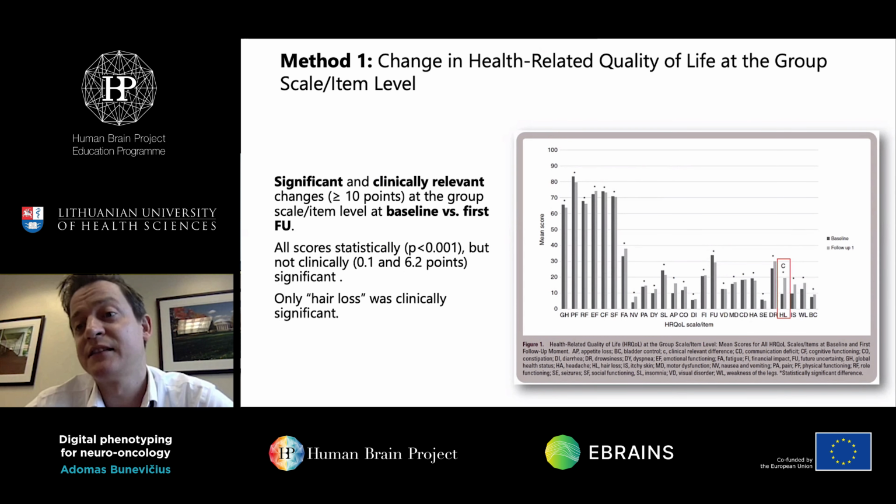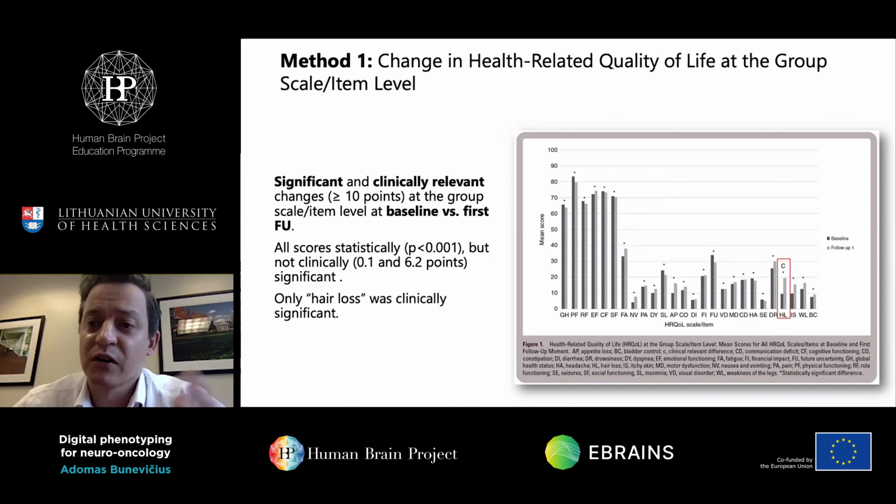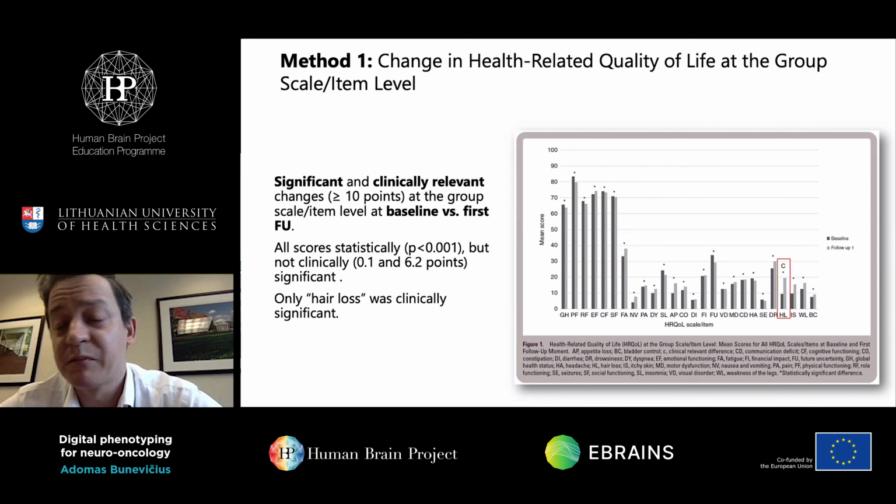and if you define change in quality of life as 10 or more points change in any of the quality of life subscales, we can see that all scores were statistically significant, right? So all quality of life appears to be improved in these patients. However, only one symptom, which is hair loss, changed clinically significantly, so by 10 points or more. So this suggests that although we can see the statistical significance because it's a very well-powered study, right? But clinically, these numbers are not relevant.